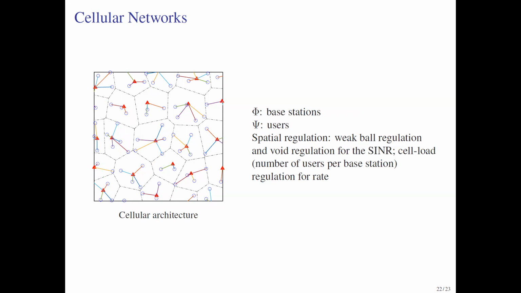And in the case of a cellular network, where we have a bunch of base stations in the network, and we also have users distributed in every cell of the network, we have two point processes, the base station point process and the user point process. And the spatial regulation required is slightly adjusted such that in addition to guaranteeing the signal to interference plus noise ratio, we also need to guarantee that the number of users per cell is upper bounded.